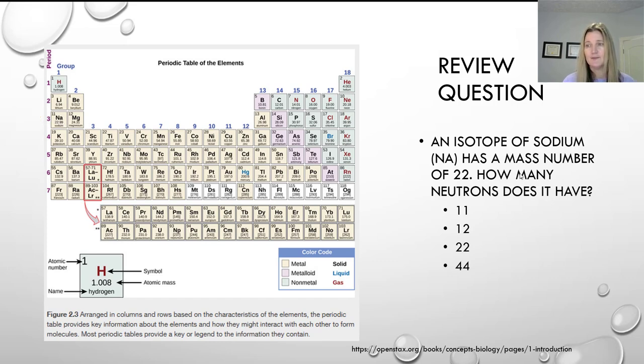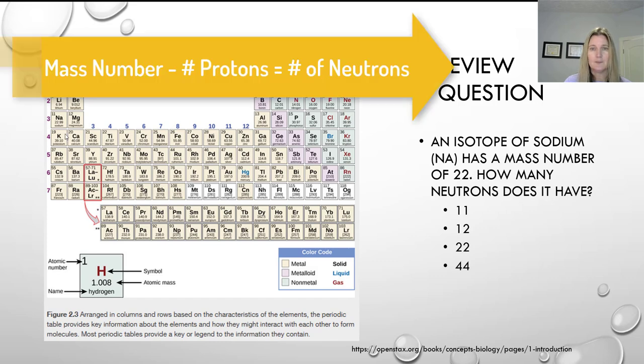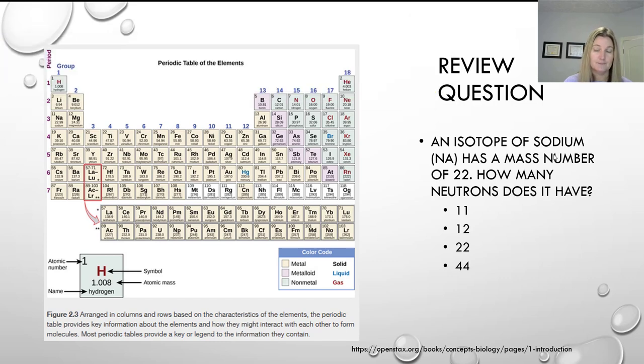So now I have the mass number and the number of protons, so I can calculate the number of neutrons. So if the mass number is 22 and mass number is protons plus neutrons, I can calculate the number of neutrons by taking that mass number and subtracting the number of protons from it. So what's 22 minus 11? There we go. So there's 11 neutrons in this particular isotope.